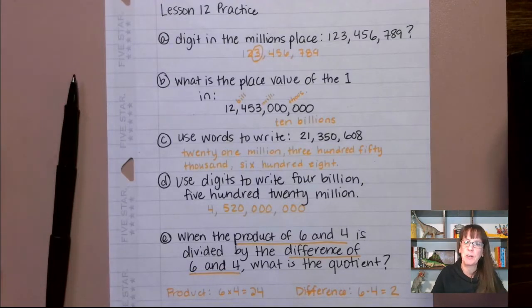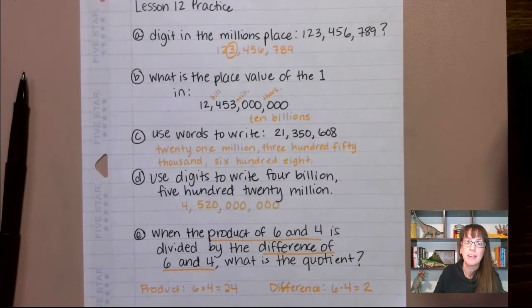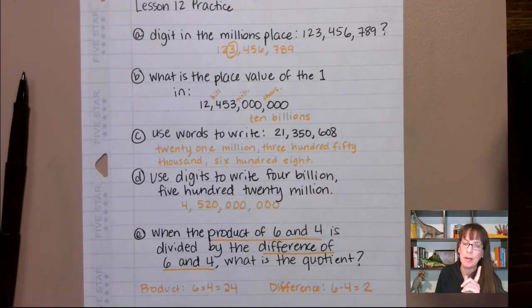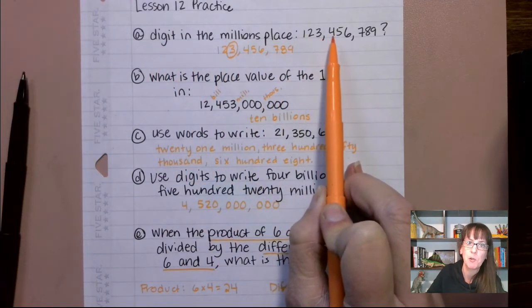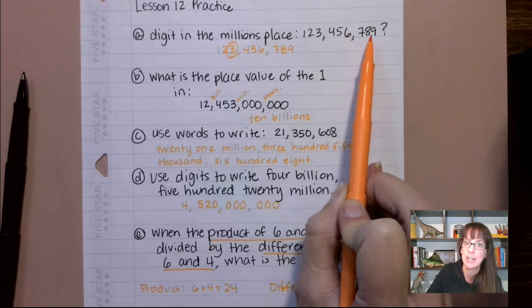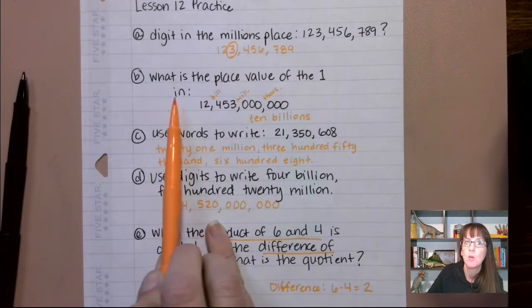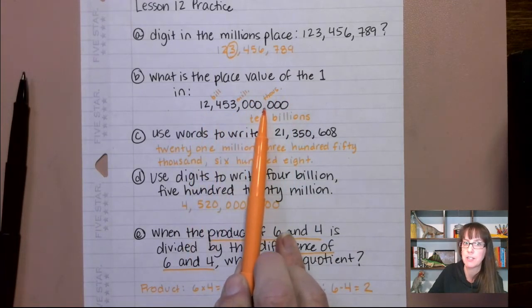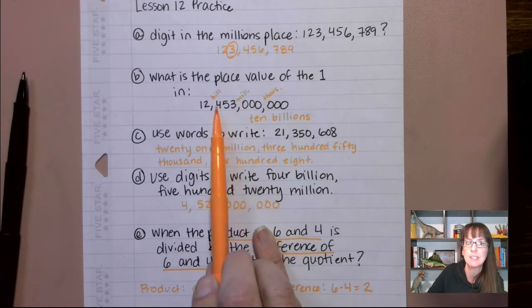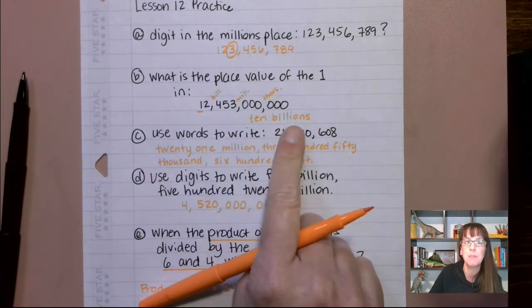All right, friends, welcome back. Here are the answers for those practice problems. Let's make sure that you got those correct. If you didn't, stick around and we'll talk about each one of these. Okay, the digit that is in the millions place, this is 123,456,789. So in the millions place would be our 3. What is the place value of the 1 here? Well, here, this comma right here is our thousands, this comma is our millions, this is our billions. So that 1 is in the 10 billions spot.